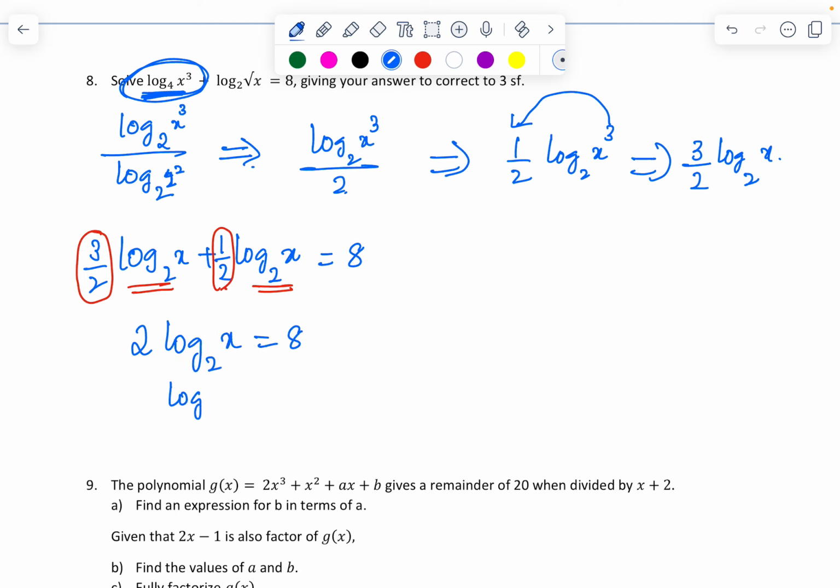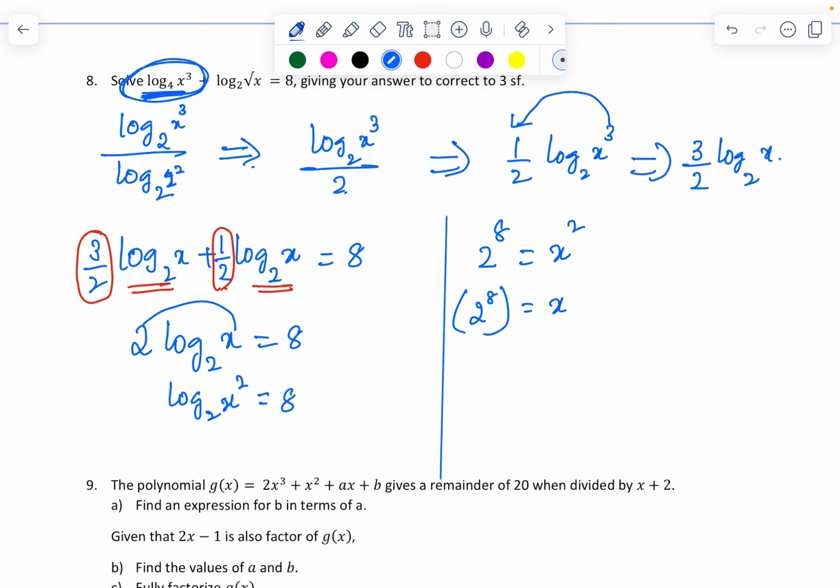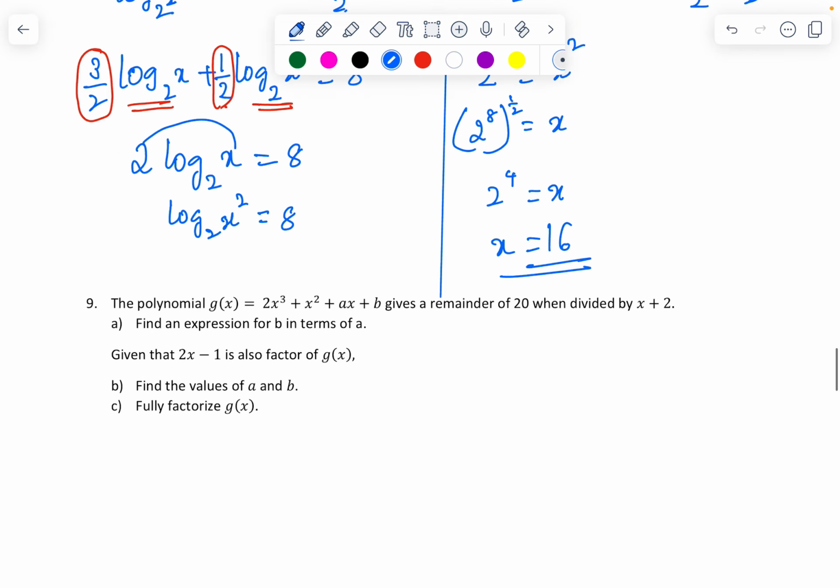So log base 2 of x squared is equal to 8. Using the exponential function, 2 to the power of 8 is equal to x squared, so x is equal to 2 to the power of 8 to the power of 1 over 2. This gives me x equal to 2 to the power of 4, which is equal to 16. The answer is x equal to 16.